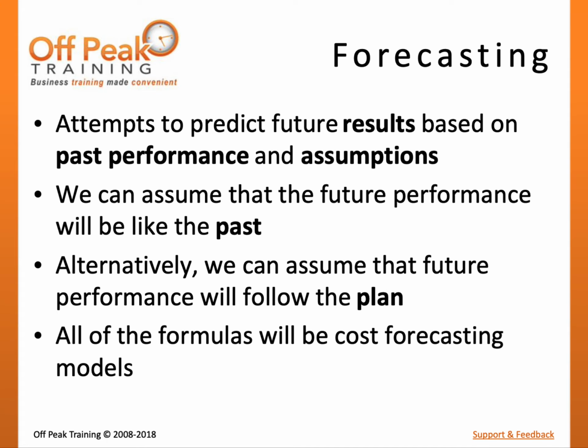Conversely, we may decide to forecast future results based on the baseline plan. For example, if we are halfway done with the project work and have an overrun of $30,000, we may assume that the second half of the project will be performed exactly according to plan. In this scenario, our forecasted overrun at the end may only be $30,000.